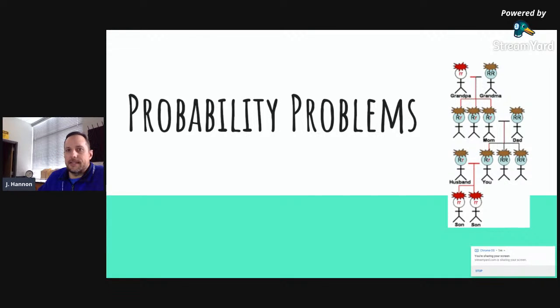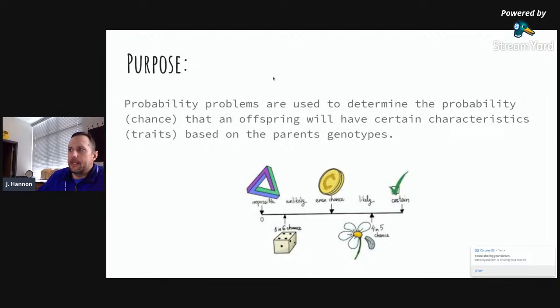So what we're looking at today is kind of a follow-up to the Punnett square stuff we've been working on with determining probability. It says probability problems are used to determine the probability of characteristics or traits based upon the parents' genotypes. Remember, genotypes are the allele combinations, okay? The capital letter, lowercase letter type thing.